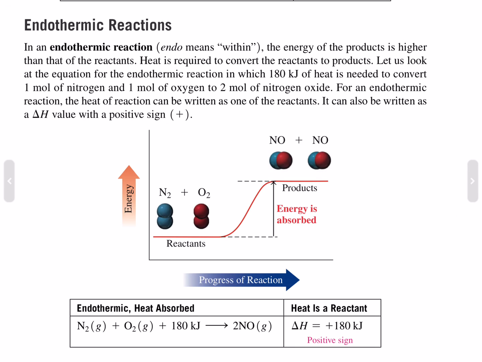Endothermic, heat absorbed. Nitrogen gas plus oxygen gas plus 180 kilojoules of energy yields 2 moles of nitrogen oxide gas. Delta H is positive 180 kilojoules.